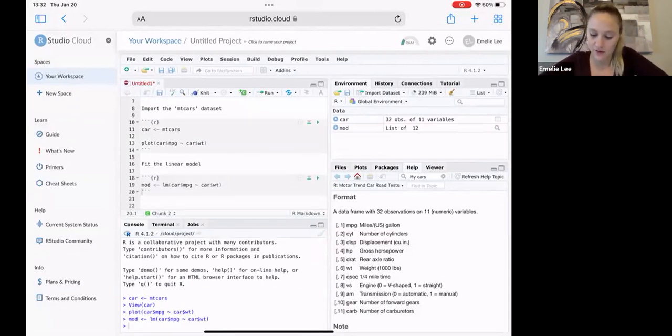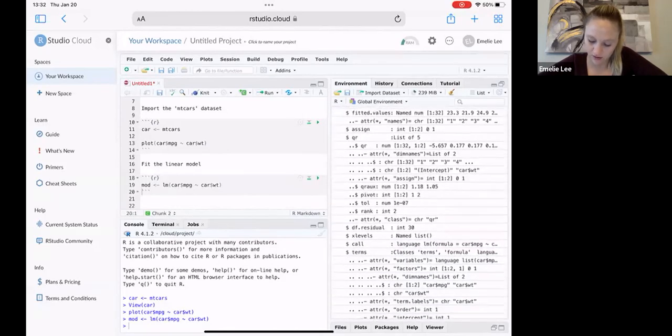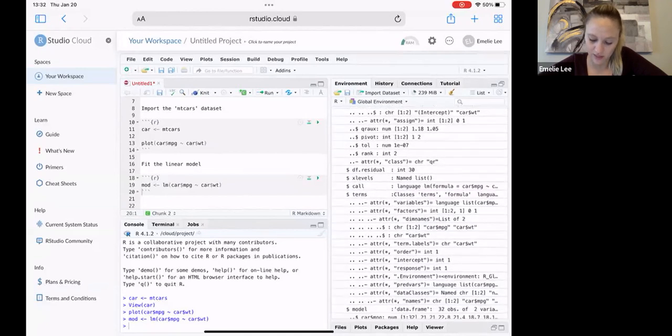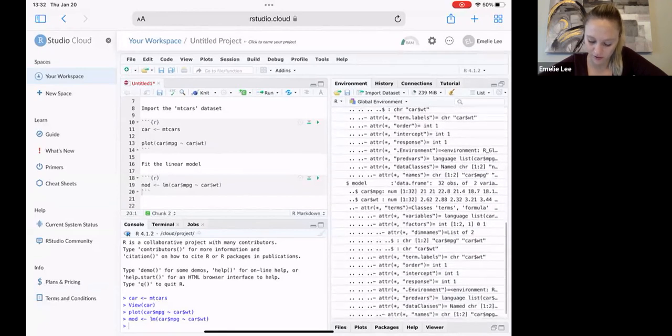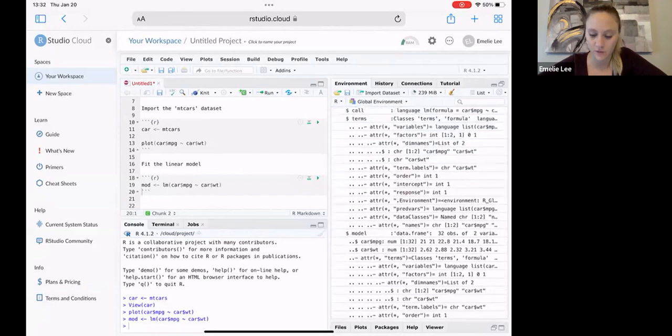So now I have this mod, and mod stores things like the coefficients, the residuals, the effects, the ranks, the fitted values, assign, I don't know what that is, QR, I don't know what that is, that's okay. The degrees of freedom of the residual, the X levels, the call, the terms, the model, and the attributes. That's a lot of stuff, and very little of it is stuff that we're gonna need.